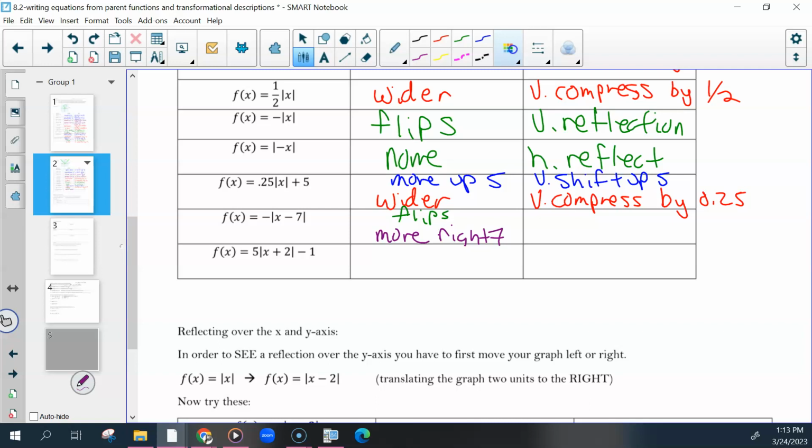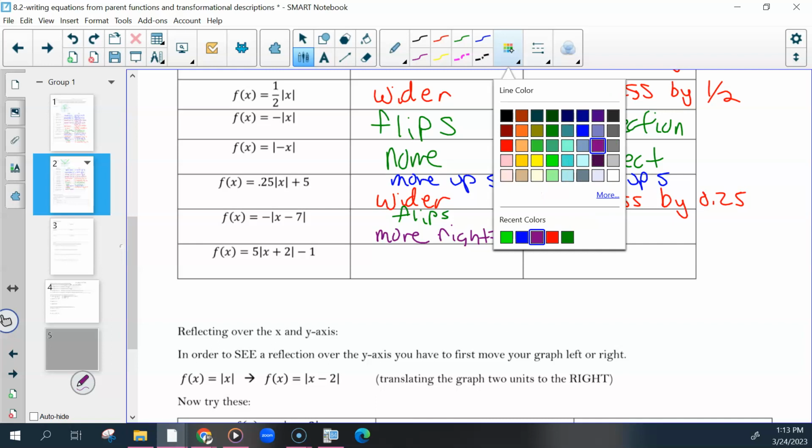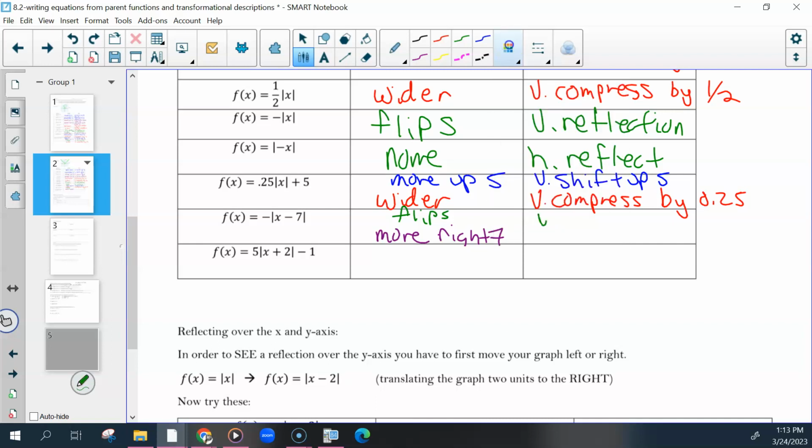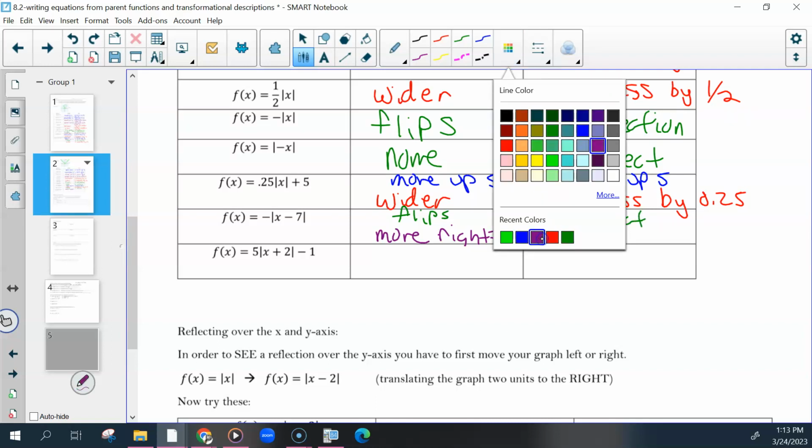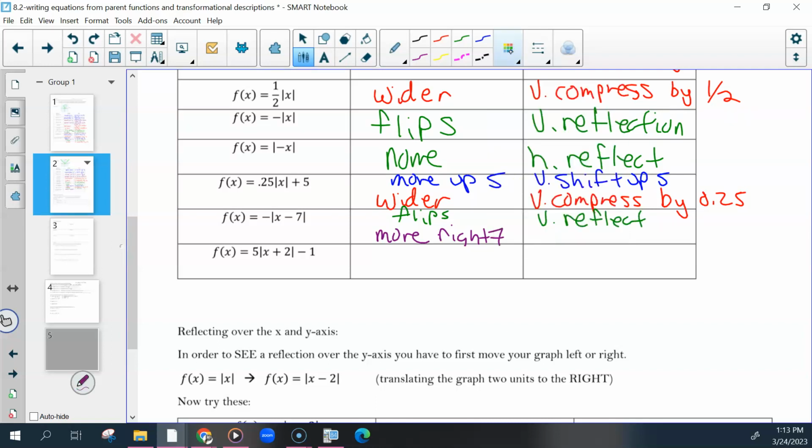So then how would we write those two rules? Just vertical reflection. You don't have to say the actual thing. It's like implied. And then the other one? What direction? By how much? Yes.